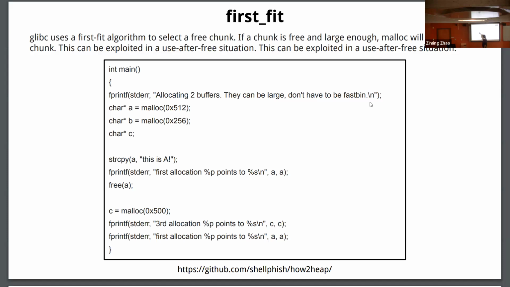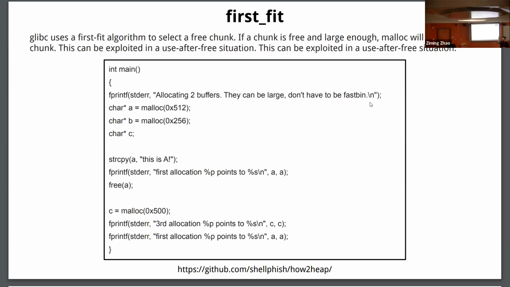We're not allocating anything. Then we copy a string, this is A, to the pointer A. There is no buffer overflow here because the buffer is big enough, and this is a hard-coded string. So even though it's a string copy, there is no buffer overflow. Then we print out the address of A. Then we free A.